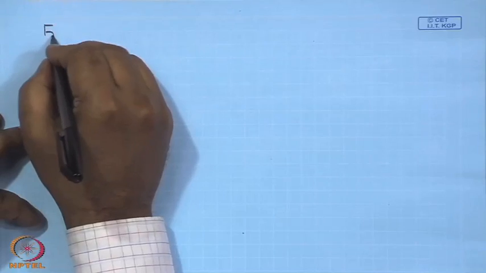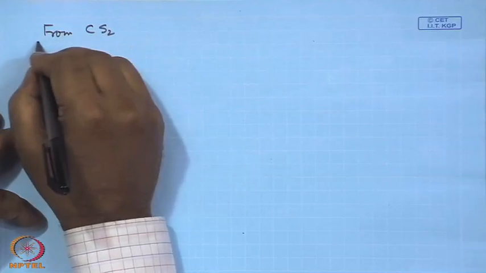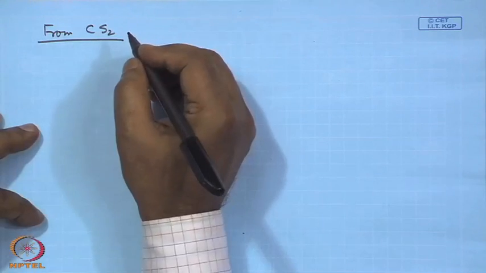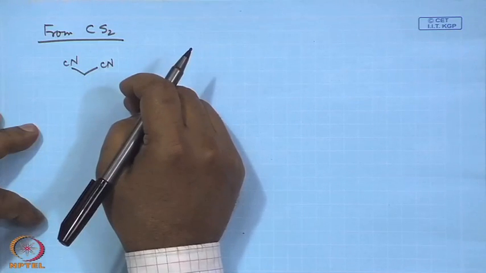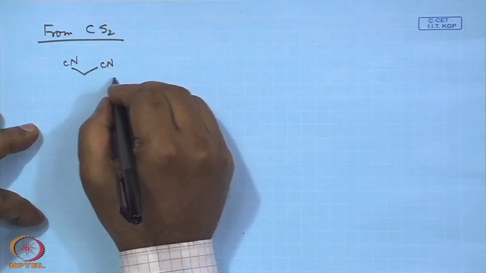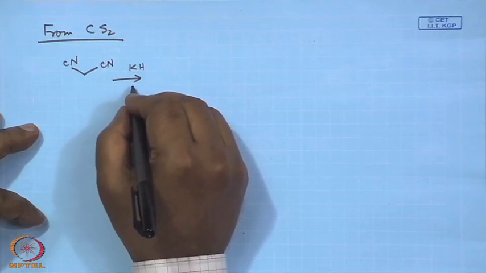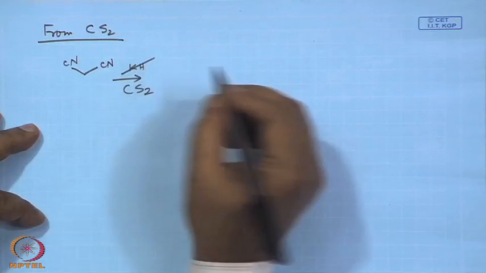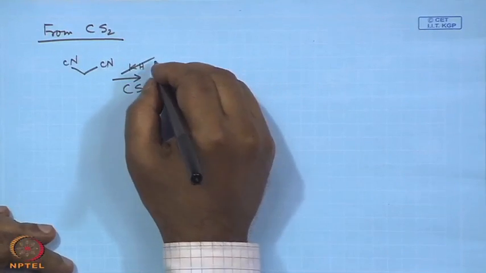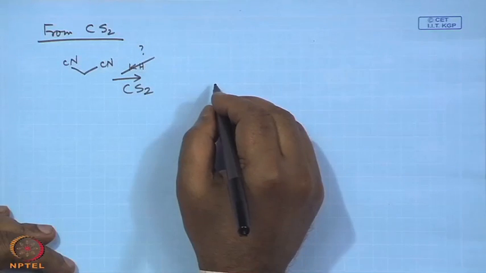So, one can use it, in fact, there are plenty of examples. The CS2 has not been extensively used in heterocyclic chemistry. So, we start with malononitrile, and take let us say potassium hydride and then carbon disulfide. You do not have to actually take potassium hydride. In fact, simple potassium hydroxide should be perfectly alright, because malononitrile is so active.